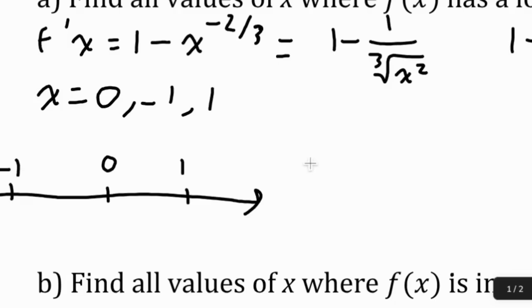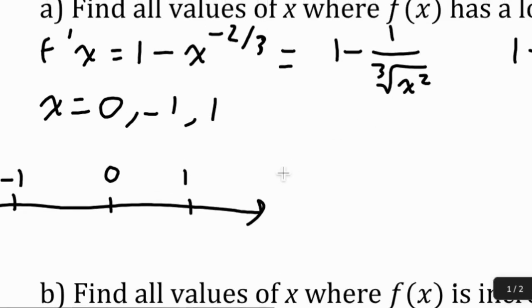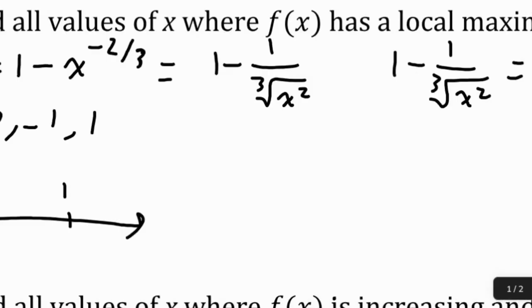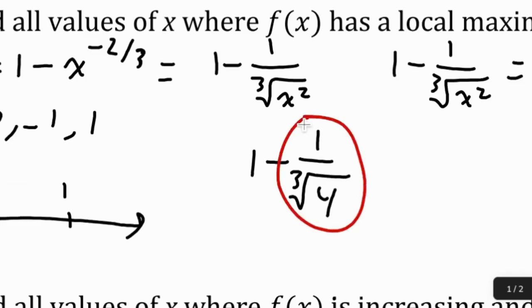To figure out the different signs of these intervals, the easiest thing to do is just pick a number in that interval, plug it into the derivative, and see what the sign of the derivative is. I'm going to start with the interval from negative infinity to negative 1, and I'm going to pick negative 2 because I know it's in that interval. So let's plug in: 1 minus 1 over the cube root of negative 2 squared, which is just 4. Because I know this term is going to be less than 1, if I subtract it from 1, it'll give me a positive output.